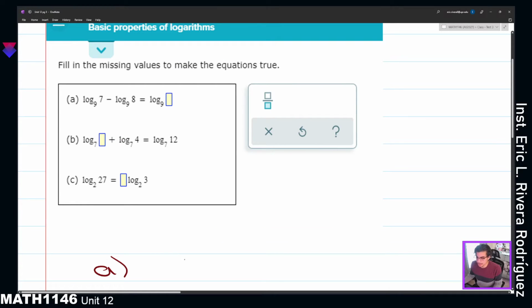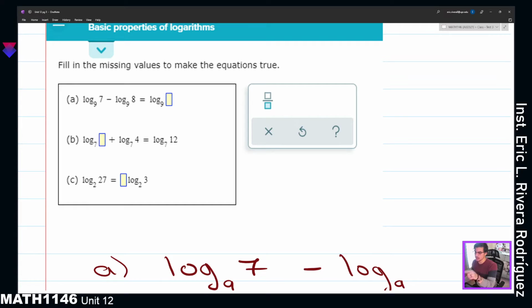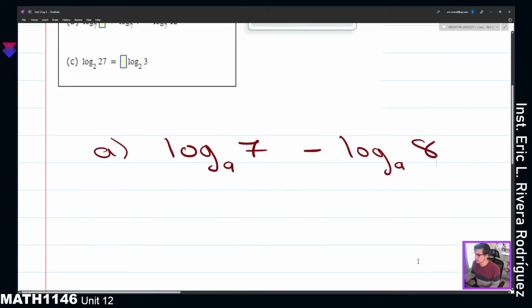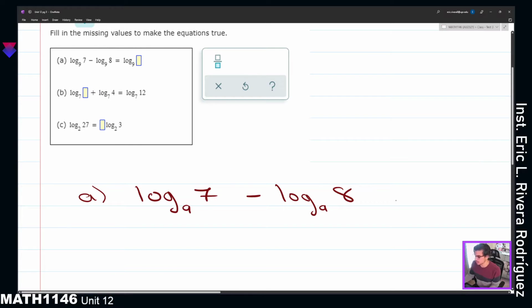So A. We have log base 9 of 7 minus log base 9 of 8 equals log base 9, and then we do not know the argument that goes here.